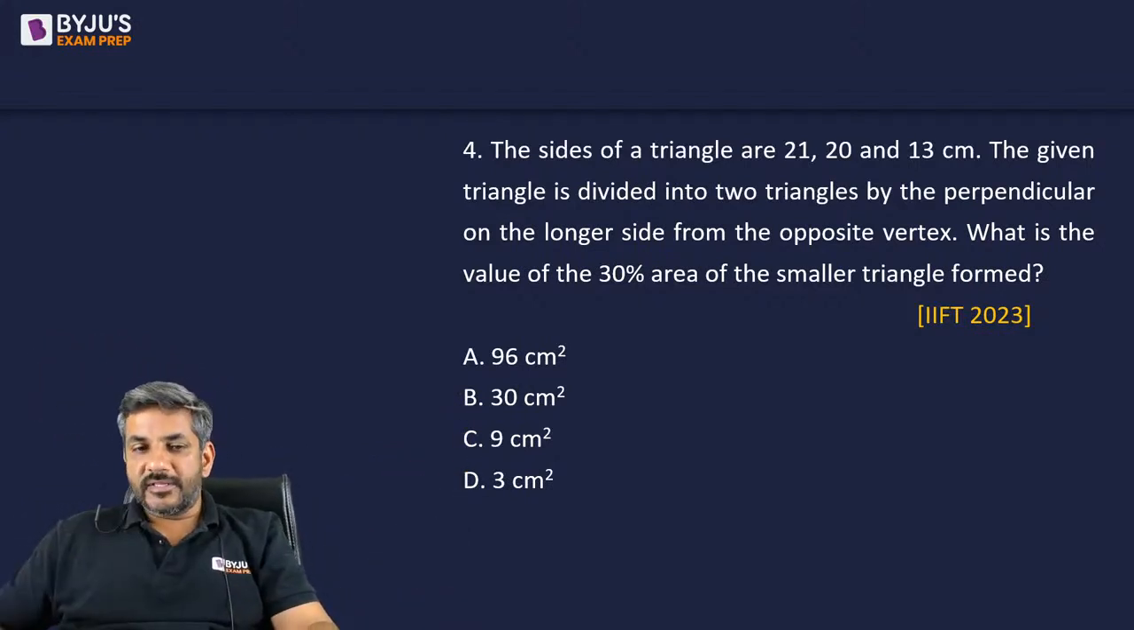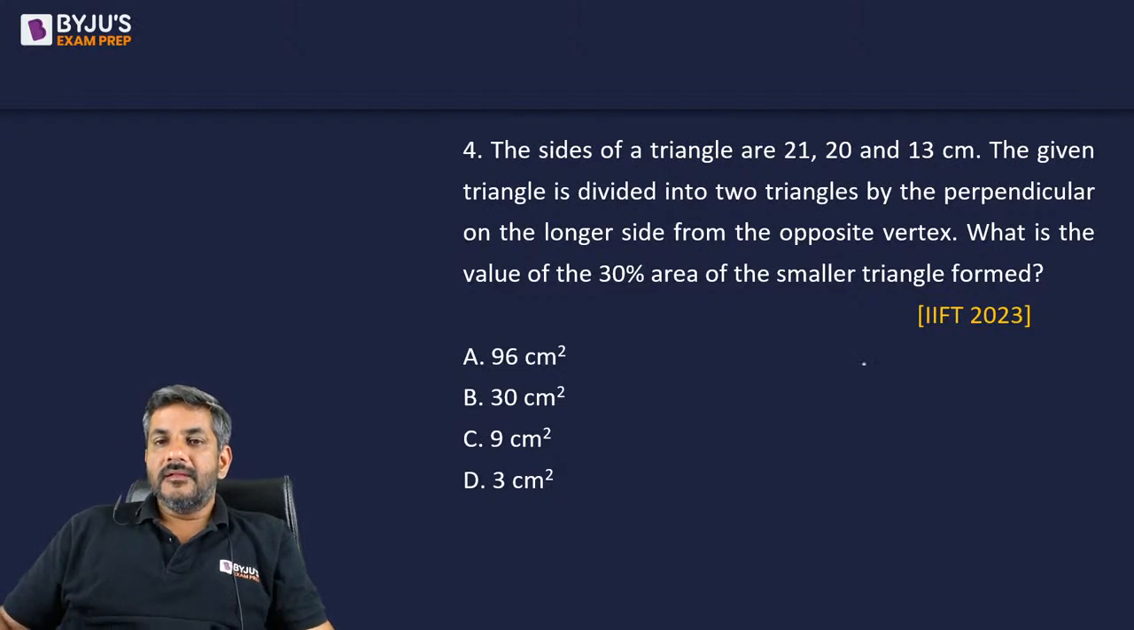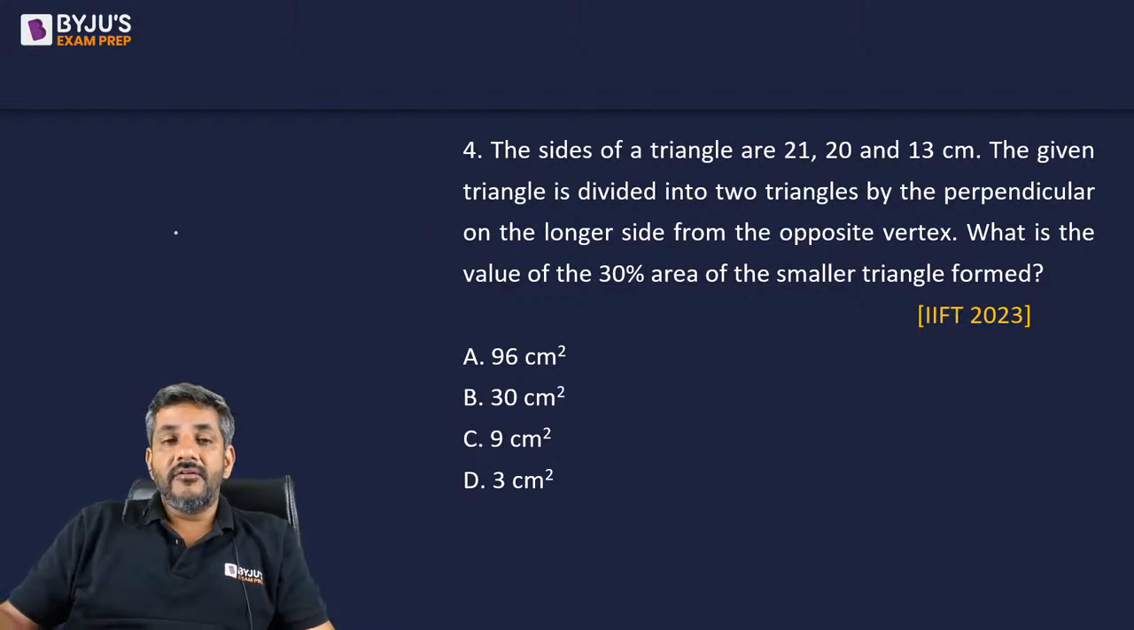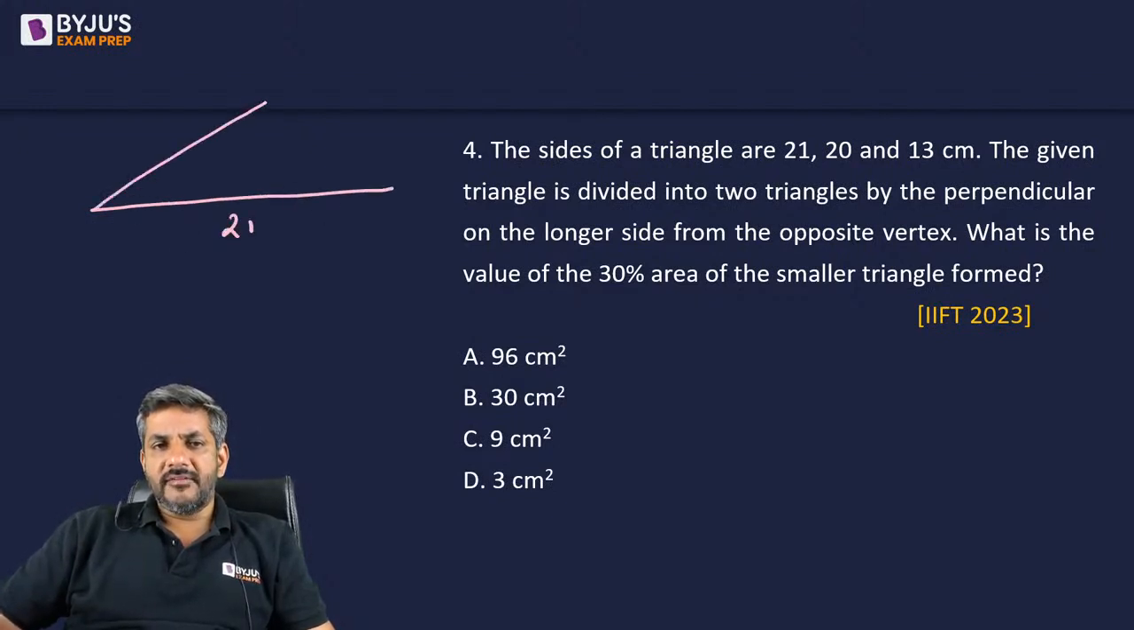Okay, let's start doing this question number 4 now. The sides of a triangle are 21, 20, and 13. The given triangle is divided into two triangles by the perpendicular on the longer side from the opposite vertex. So let's say this is the longer side, 21. There is another side which is 20, and another side which is 13.